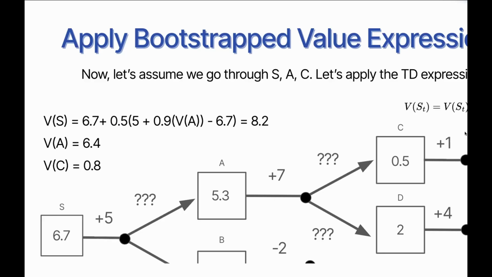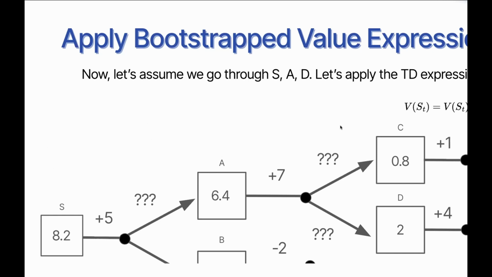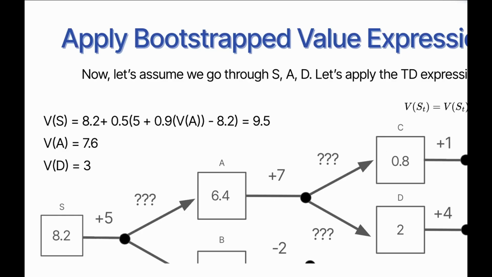What's the value of C? Exactly, it's 1. But notice it's going from 0.5 to 0.8, okay? Let's go through S, A, D. What value should D approach? 4, right? Because the value of D is 4. Okay, let's see if it does do that.